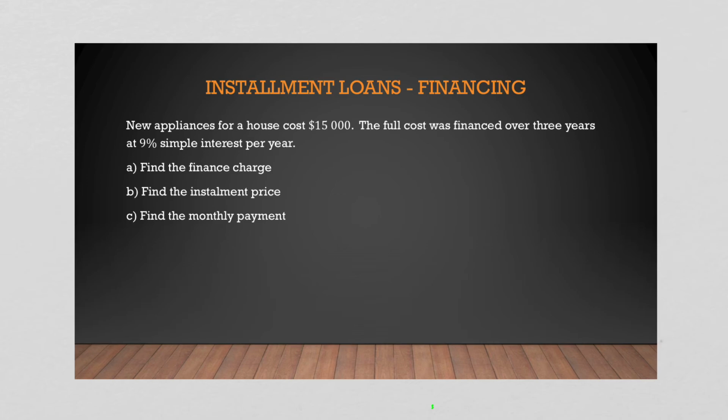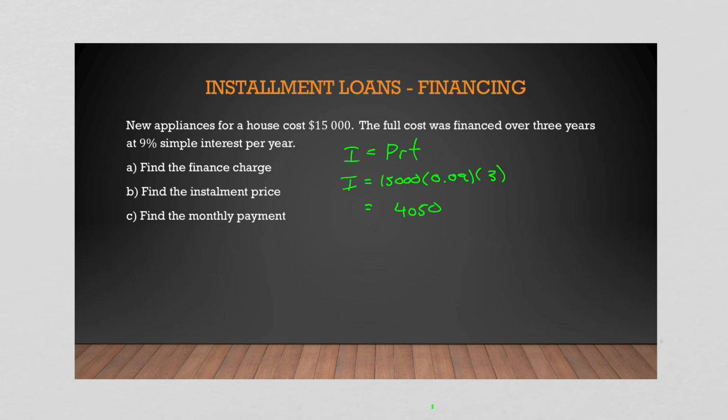Well, first, what's the interest? Because before we know the full cost, we're going to need the interest, right? So I equals PRT. We're back to this beauty here. So the interest is going to be 15,000 times 0.09 times 3 years. So the interest charged over this purchase comes out at, crunch these numbers, $4,050. So that is going to be included in the purchase price.